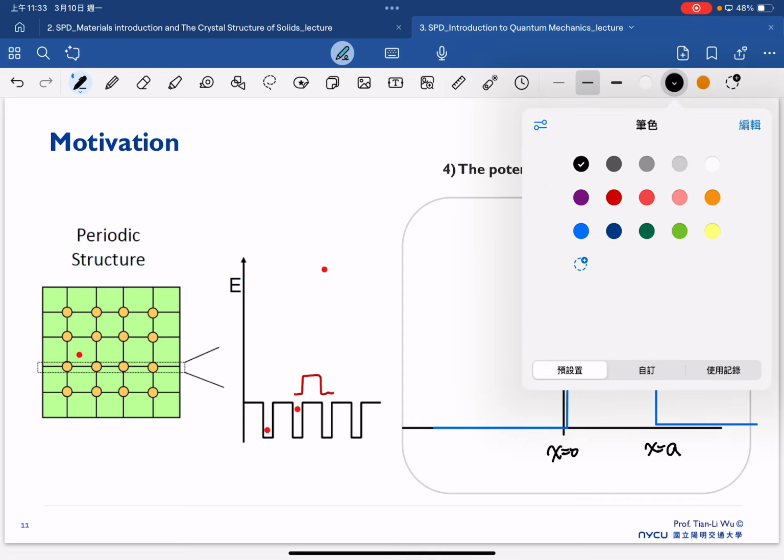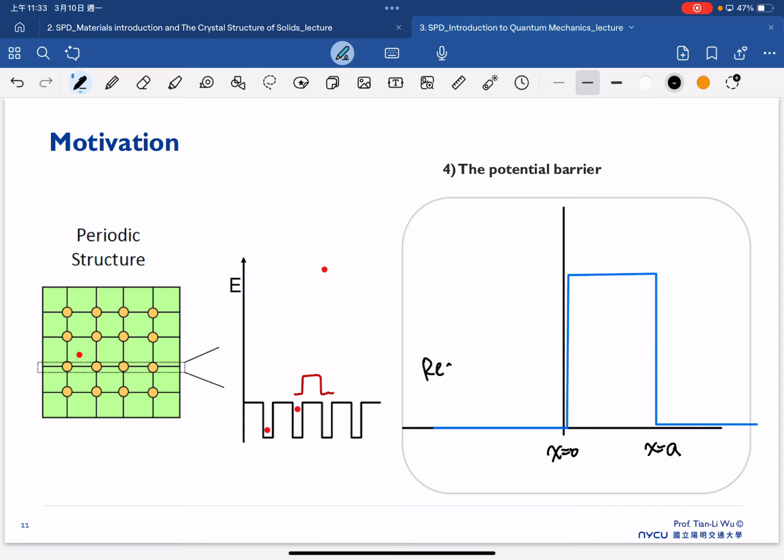And then we can still divide it into region 1, region 2, and region 3 here. But now this potential barrier has a potential V0 here. So what we try to consider is that the electrons move toward this potential barrier with energy smaller than V0, and what will happen?